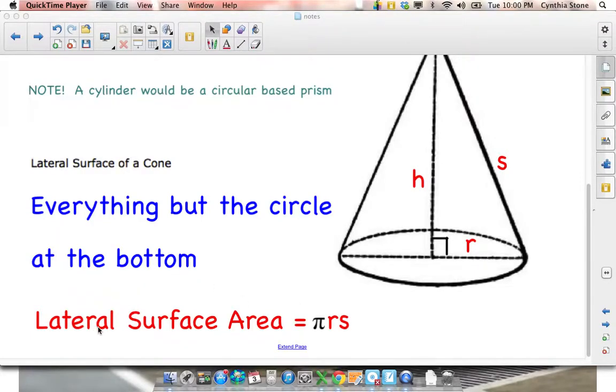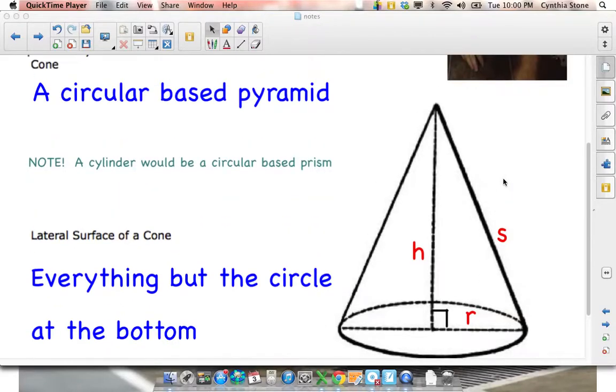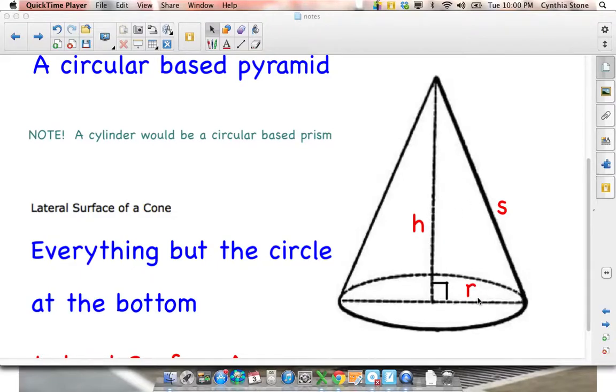Equation-wise, there is an equation you can use to find the lateral surface area, which is just everything but the bottom, and it's pi r s, where s is the slant height, very similar to what we did before. Okay, so h is the height of the cone, r is the radius, and s is the slant height.